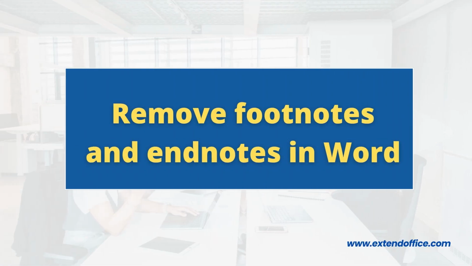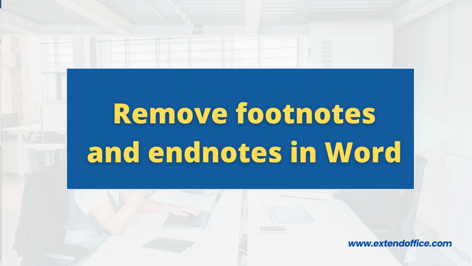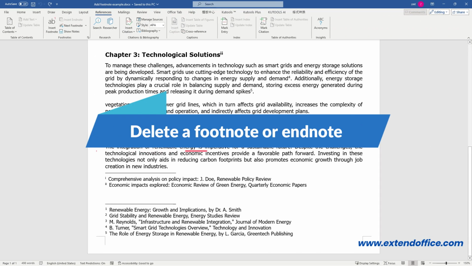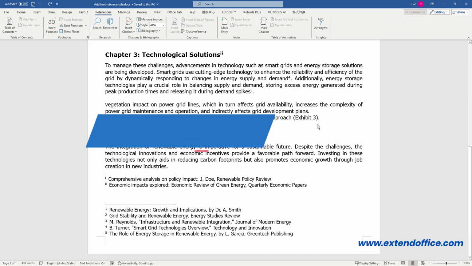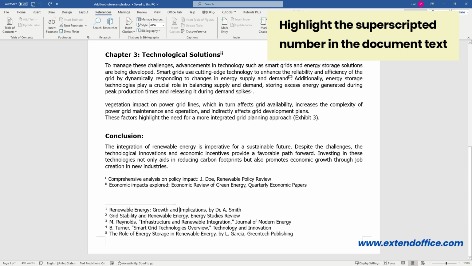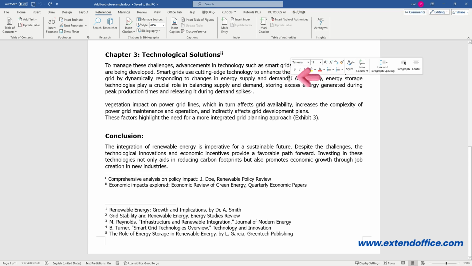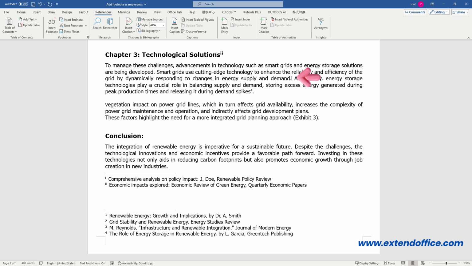Remove footnotes and endnotes in Word. Delete a footnote or endnote. Simply highlight the superscript number in the document text. Press the Delete key to delete this footnote or endnote. You can see this specific footnote or endnote is deleted, along with the superscript number in the document. And the numbers of the other footnotes or endnotes will be renumbered automatically.